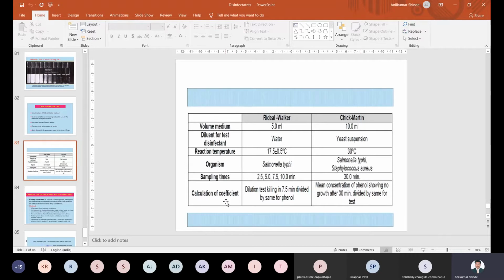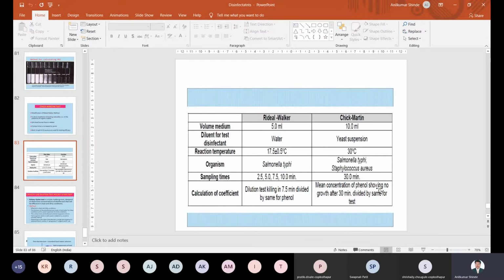Then how do you calculate the Rideal-Walker coefficient? How do you calculate that coefficient? The dilution of the test is killing at 7.5 minutes. Means with that concentration, all the organisms are killed within 7.5 minutes, right? Understand it? With that concentration, all organisms are killed within 7.5 minutes. But not killed at 5 minutes, right? It is the same for the phenol. So this is for the test, and this is for the phenol. Understand it? We have seen this formula again.